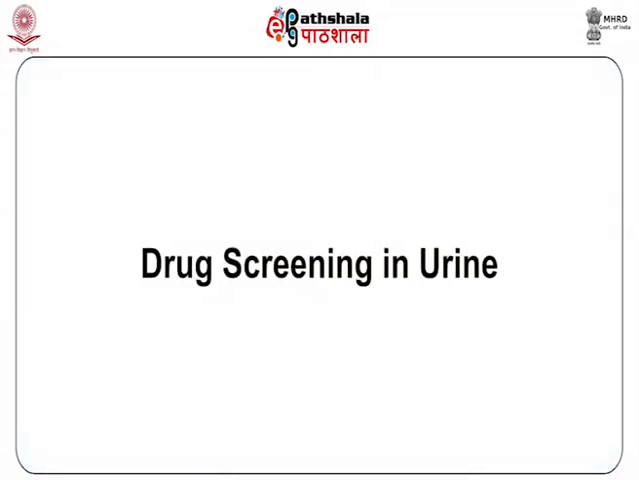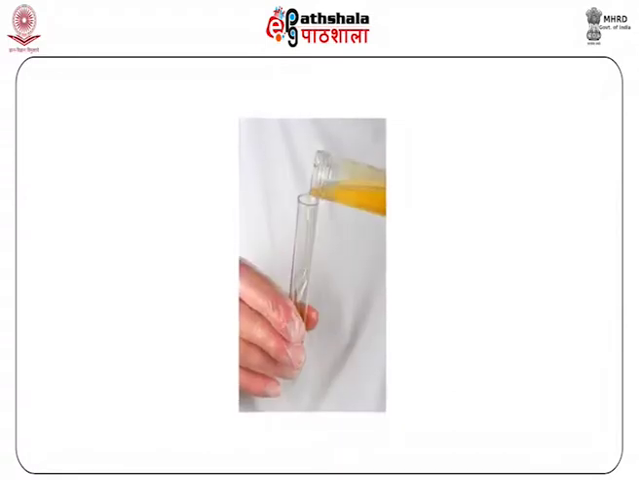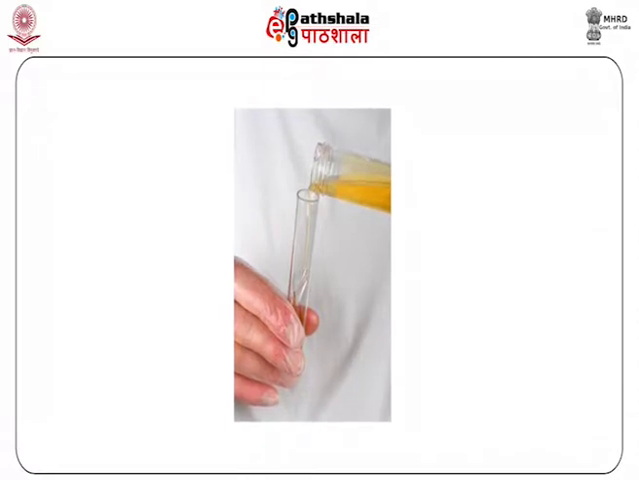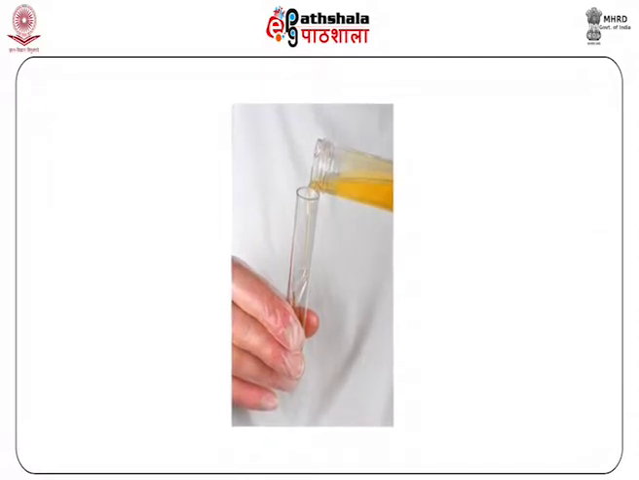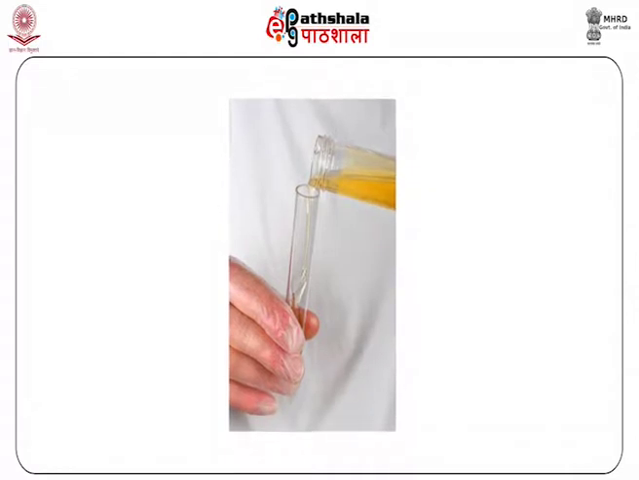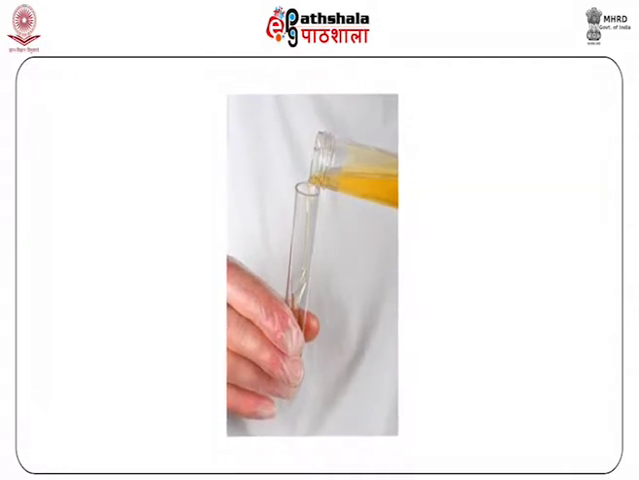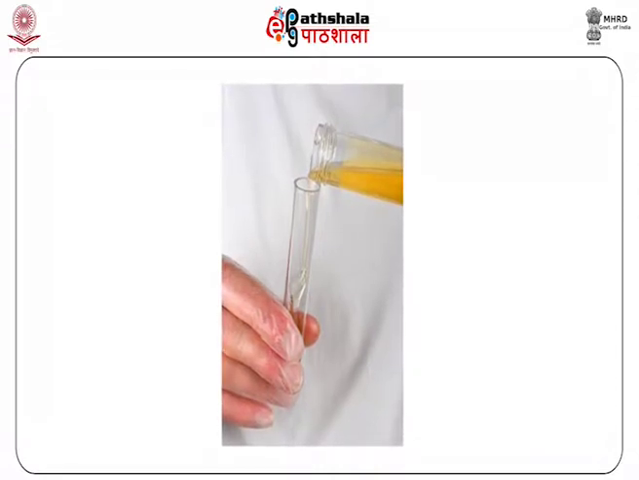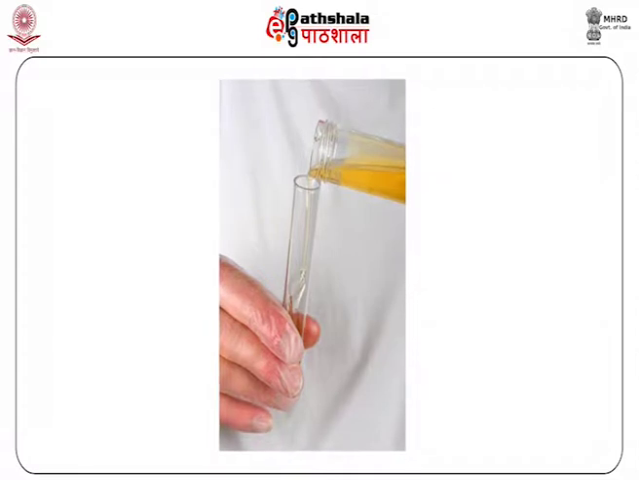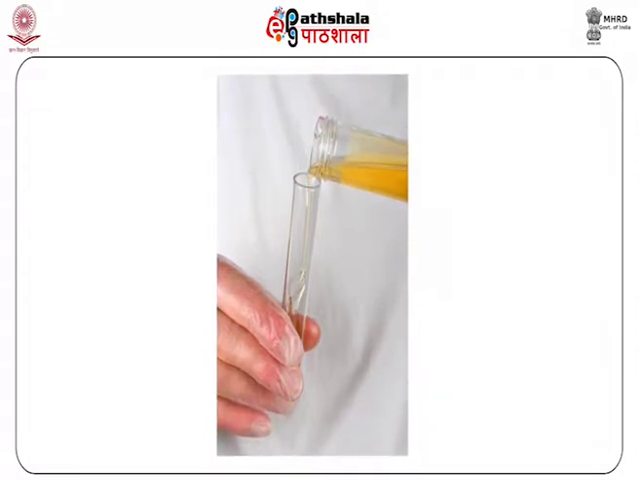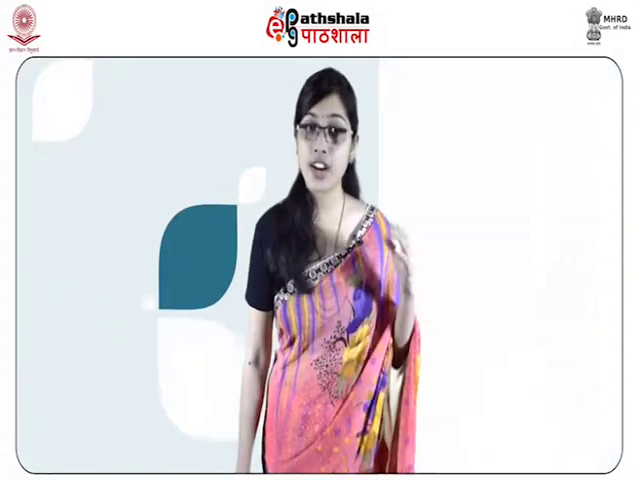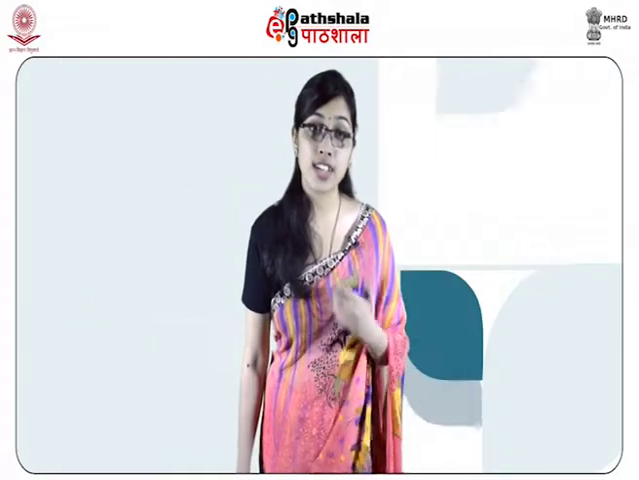Drug screening in urine. The screening of drugs in urine is done for the presence of the parent drug or its metabolites. The drug level and metabolites are not predictive of when the drug was taken or how much was taken. It is simply a confirmatory test indicating the presence of the parent drug or its metabolites. The collection of the urine sample is done at a remote location in a specially designed cup.